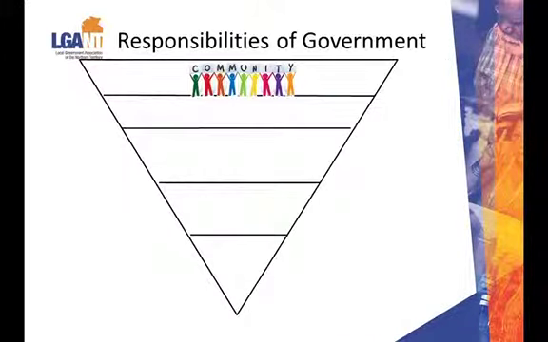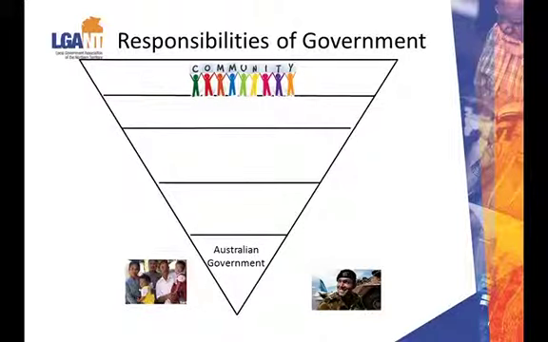There are 3 levels of government that are responsible for a range of functions. The first level of government is the Australian government, also known as the Commonwealth or Federal Government. This level of government has approximately 40 areas they are responsible for, including defence, immigration, telecommunications and taxation.